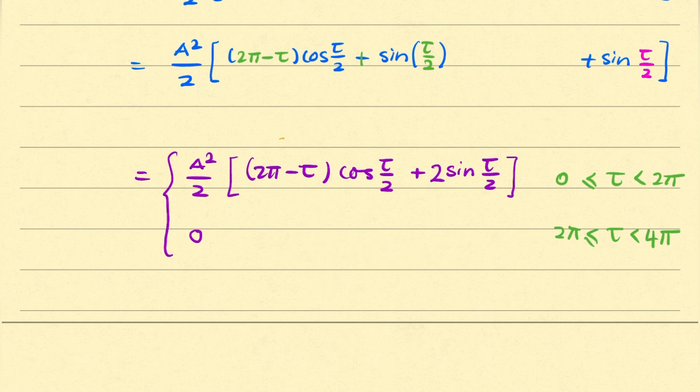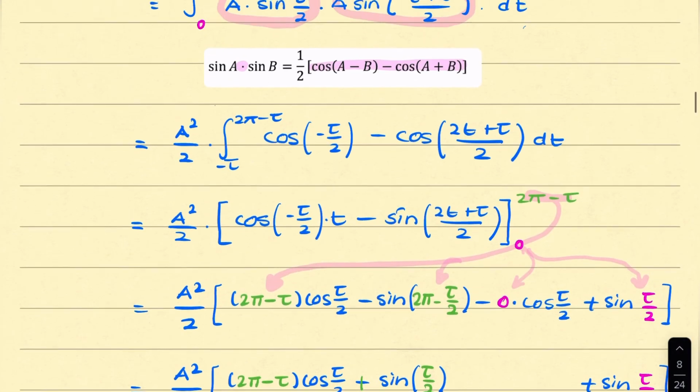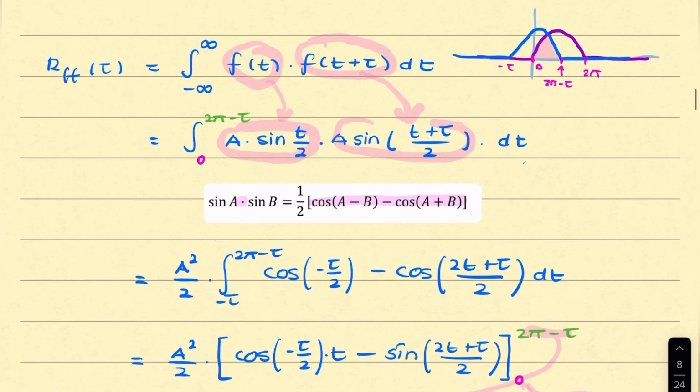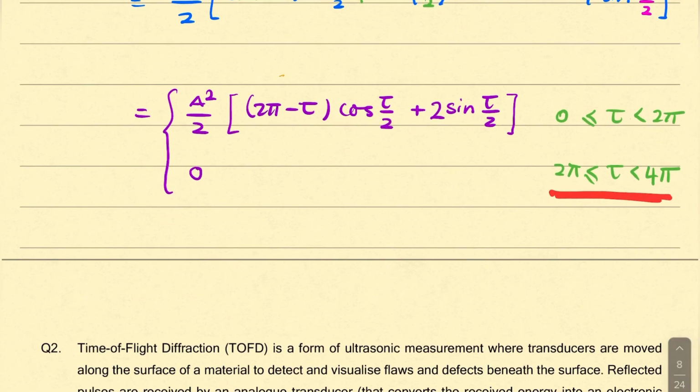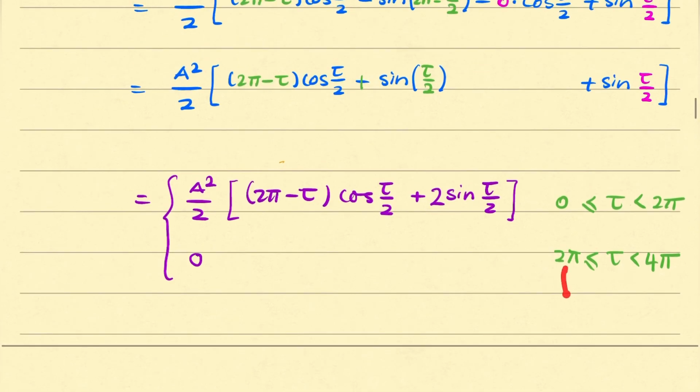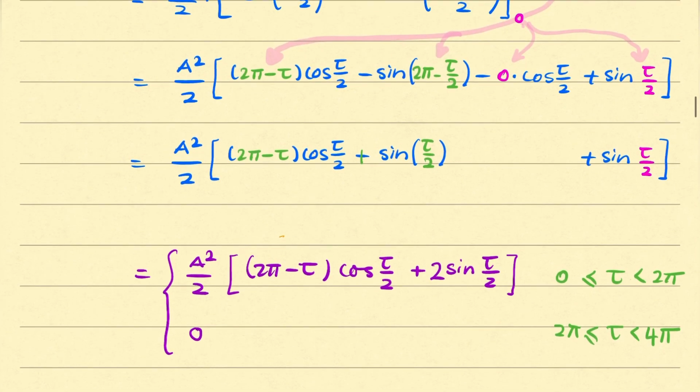The question doesn't ask for a sketch, so you don't need to do anything more. You simply need to specify that this is only true between the limits that we actually integrated, which is here to here. So it's true from 0 to 2 pi, but it's not true beyond 2 pi, i.e. from 2 pi to 4 pi, the autocorrelation is 0. So that's the end for this question. This is what you would need to do for the 5 marks for that question.